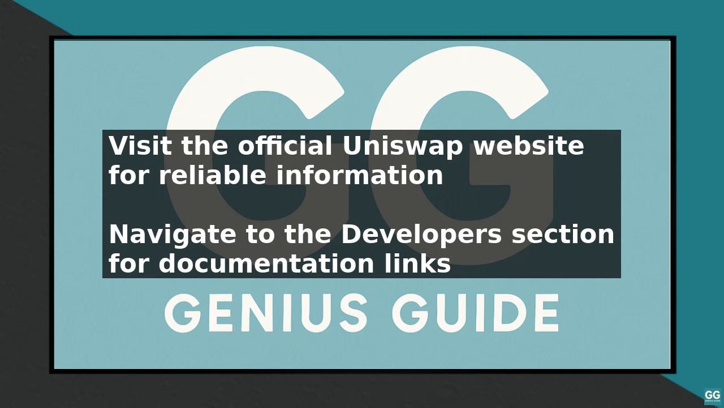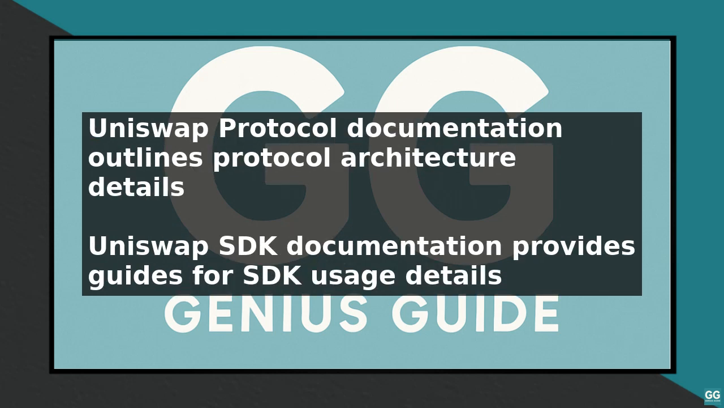The Uniswap protocol documentation provides an overview of the protocol, its architecture, and the smart contracts that power it. This documentation is essential for understanding how the Uniswap protocol works and how to integrate it into your application.